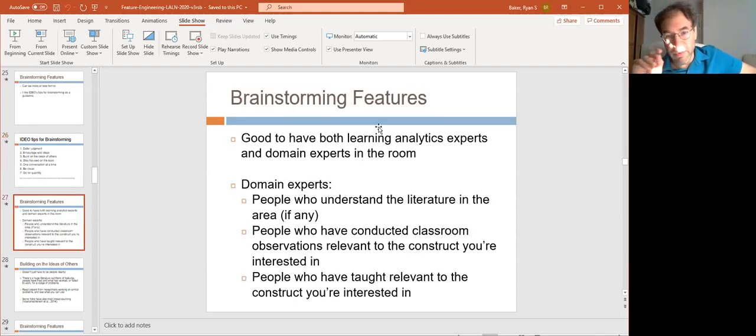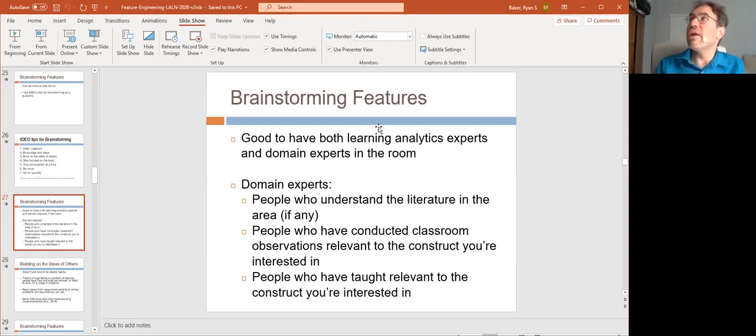When we do this, and it's a practice I recommend, it's good to have both learning analytics experts and domain experts in the room. Domain experts, people who understand the literature in the area you're trying to model, if there's any such literature. Usually there is, especially by now. People who've watched someone do the behavior you're interested in, for example. So if I'm working on modeling affect or disengaged behavior or self-regulated learning behavior, people who've actually watched somebody in the field do it are good people to have in a brainstorm session.